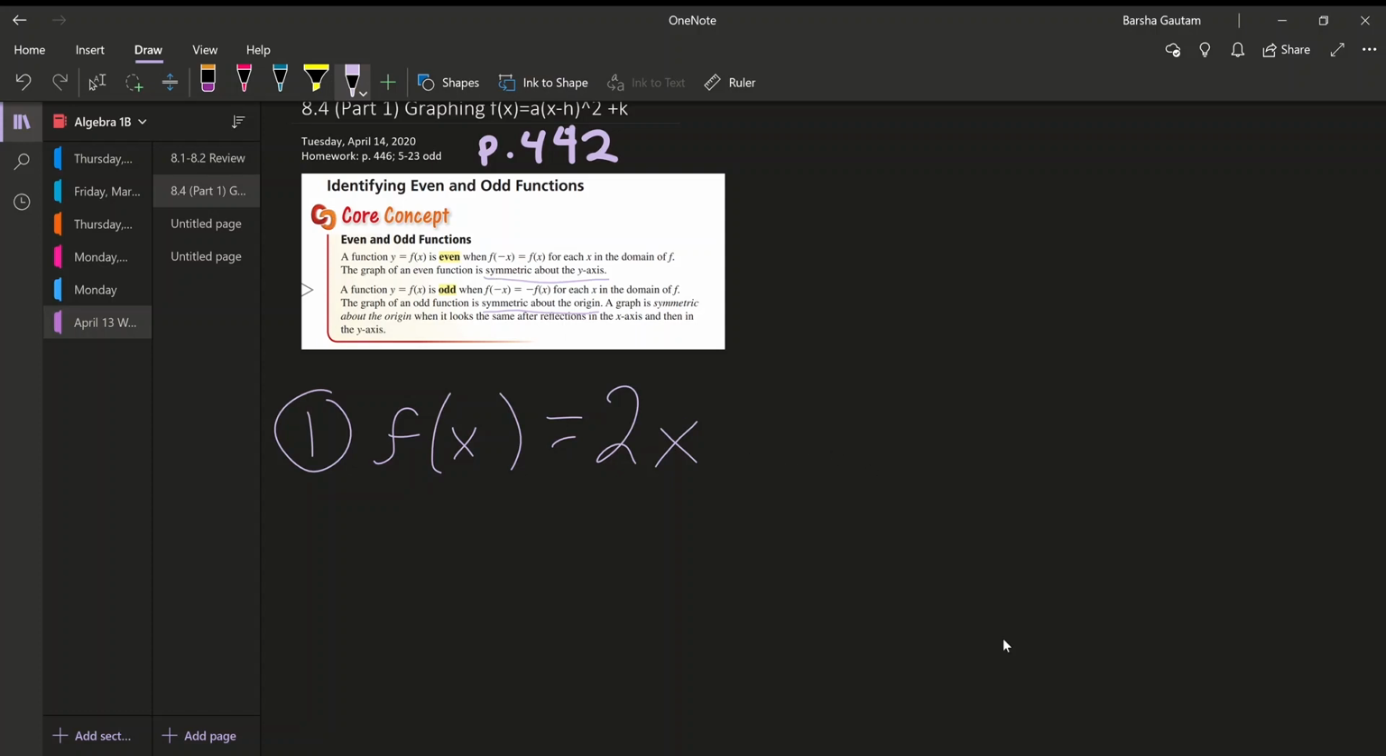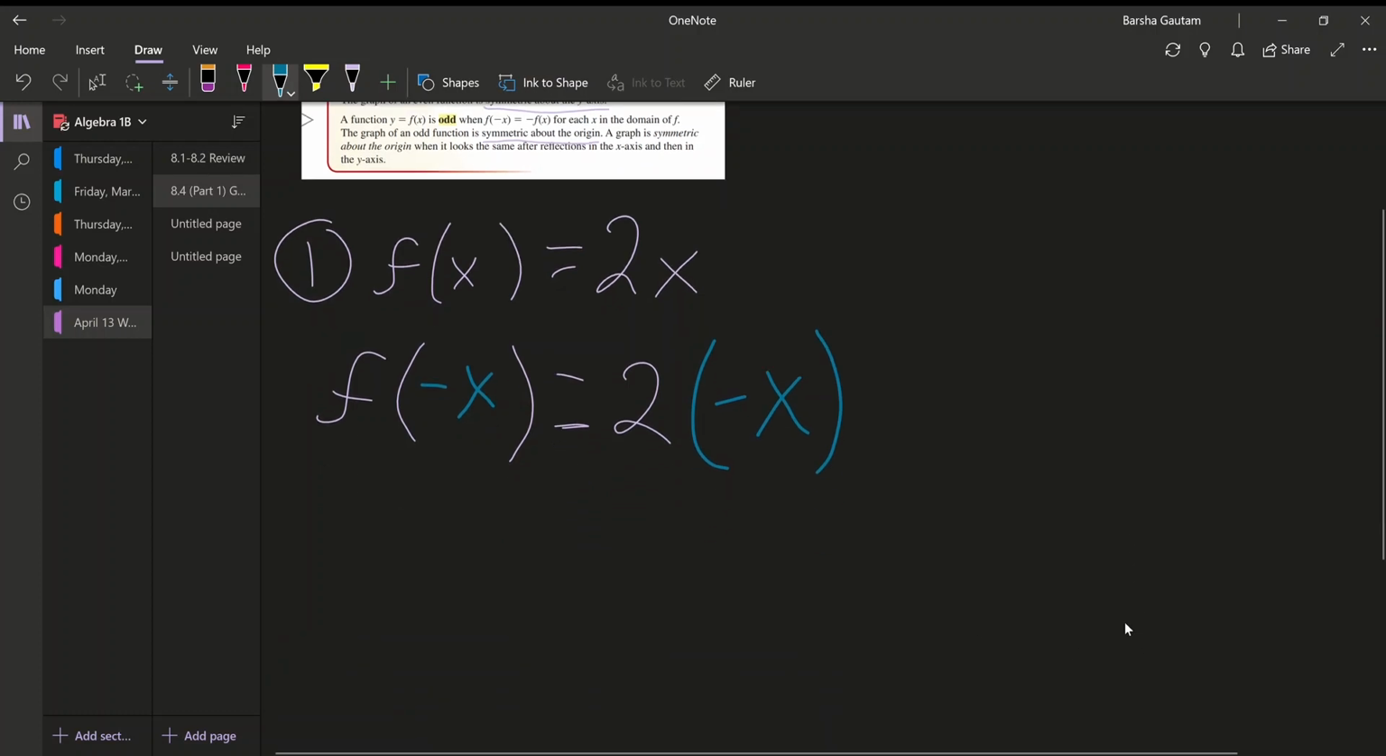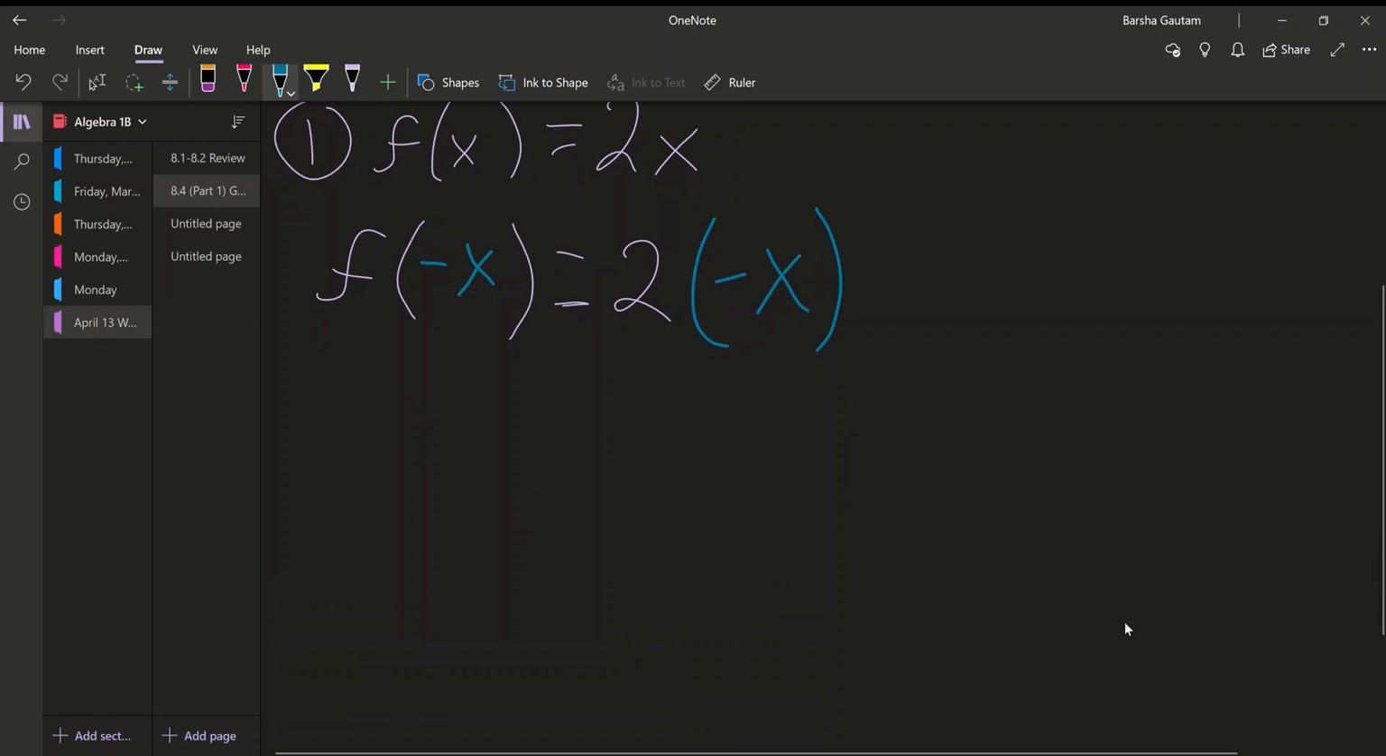So what we want to do is, we have f of x is equal to 2x. We're going to replace the x with negative x. All the x's are going to be replaced with negative x. All right. Once we substitute it, we're going to simplify it. So the left side will stay the same. So 2 times negative x is equal to what? It's equal to negative 2x.